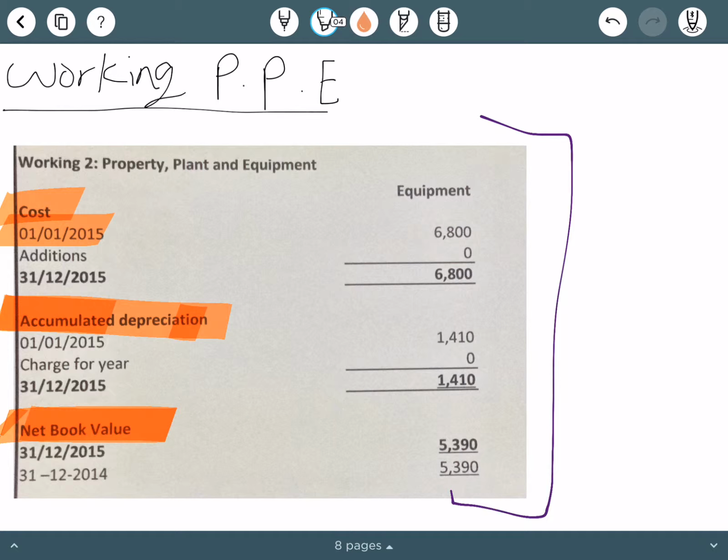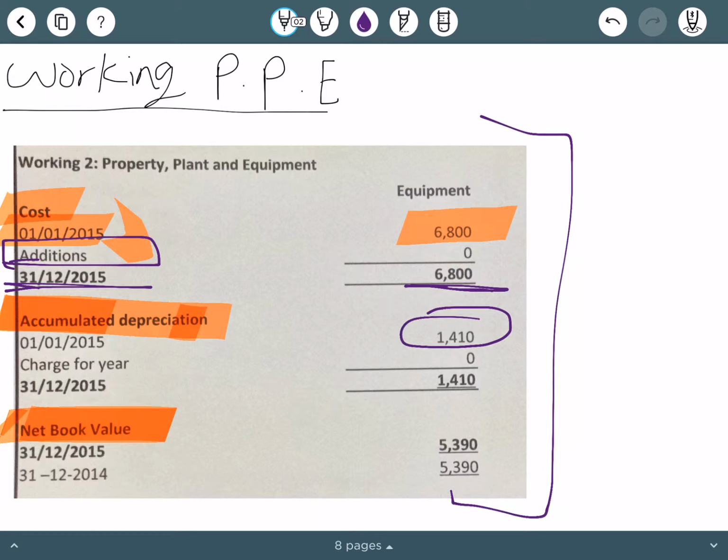So the cost at the beginning of the year is 6,800. We don't have any additions, we didn't buy anything, so it says 0. So the cost at the end of the year is 6,800. Then we have an accumulated depreciation at the beginning of the year, which is 1,410. And we don't have any charge for the year, so it's the same at the end of the year.